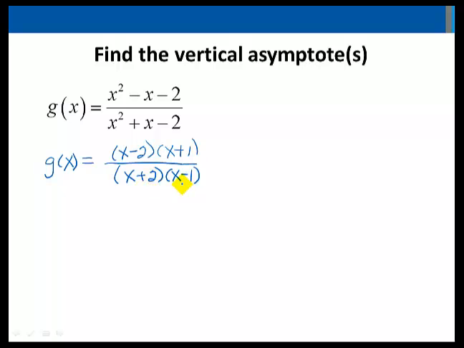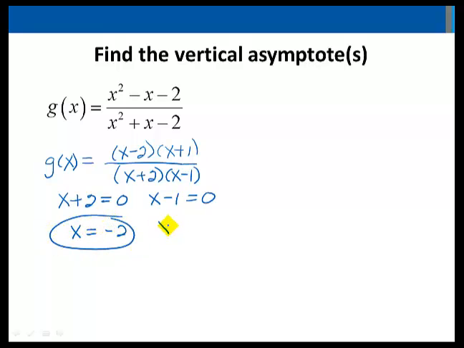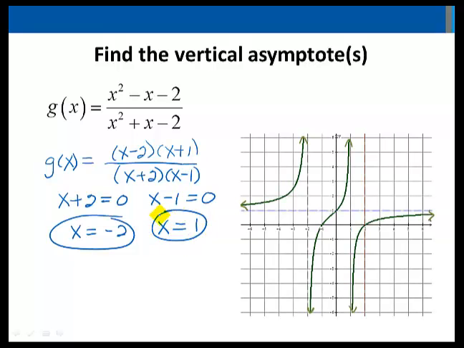Our vertical asymptotes occur at x values in the denominator, which cause the denominator to be equal to 0. And so I will set x plus 2 equal to 0 and x minus 1 equal to 0 to find my vertical asymptotes. I have a vertical asymptote, the line x equals negative 2, and a vertical asymptote, the line x equals 1. If we look at a graph of the function, we can see at x equals negative 2 and at x equals 1, it does appear that we have vertical asymptotes.